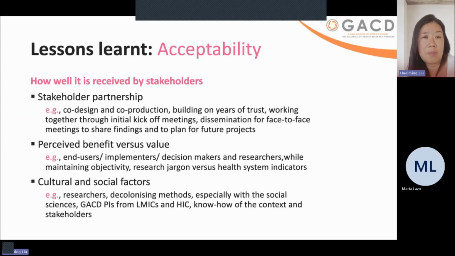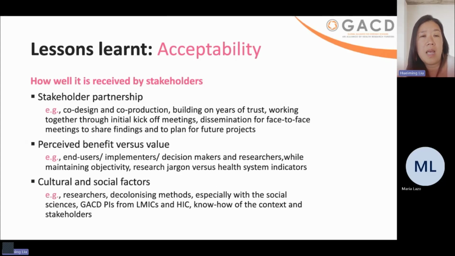The next finding about acceptability, which is how well the evaluations are received by partners and stakeholders, was that it was very apparent that stakeholder partnership was key. This included the co-design and co-production at the start of the project, including at grant writing stage, as to what was feasible and acceptable in terms of the overall study design, but also the kind of process and economic evaluation and to what level of detail. This often built on years of trust and working together, and dissemination of findings through face-to-face meetings to share findings and to plan for future projects.